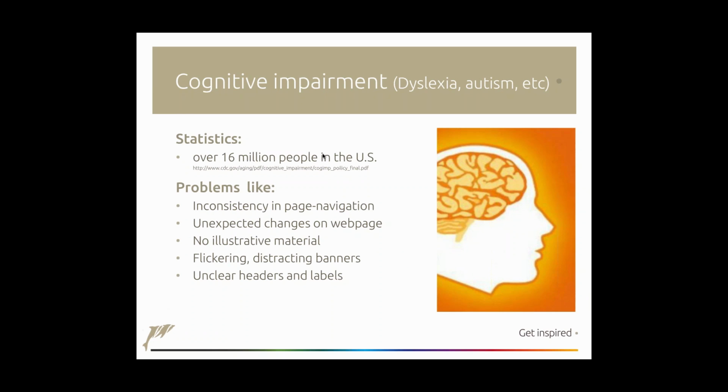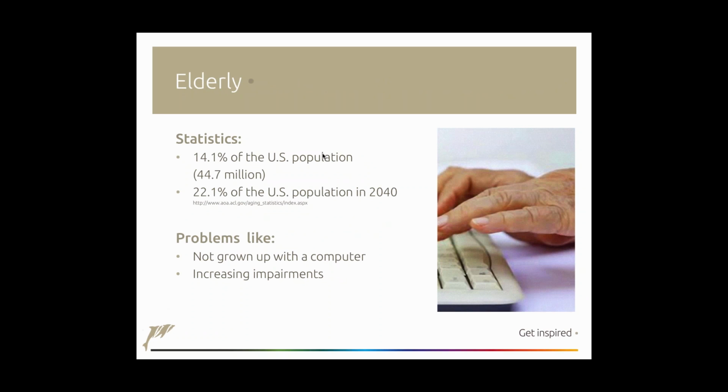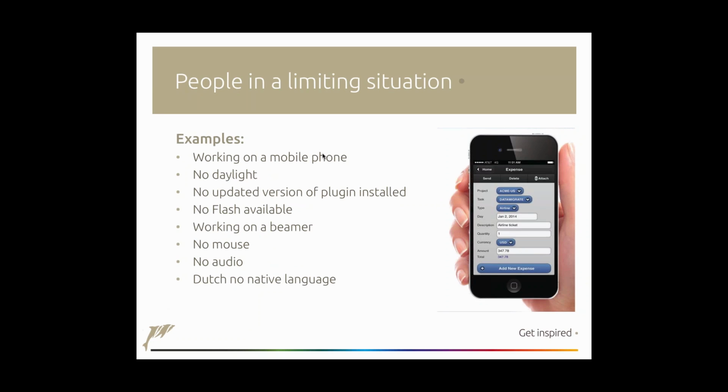People who are really depending on web accessibility are the people with a cognitive impairment, and that's about 16 million people in the US. The last group of people, almost 15% of the US, are the elderly people. People will get more and more impairments when they get older and are not quite as familiar with the computer as maybe the younger people. And also those people are heavily depending on web accessibility. And last but not least, we have the people in a limited situation. And that's all of us, I think.